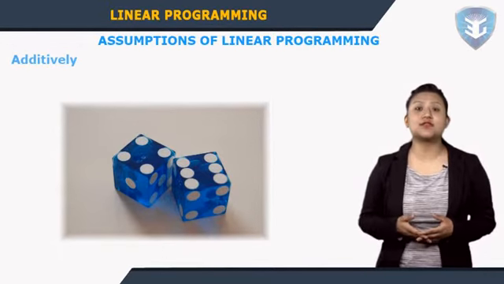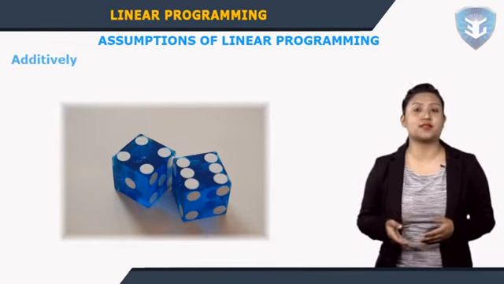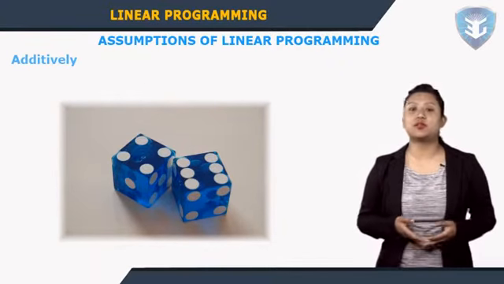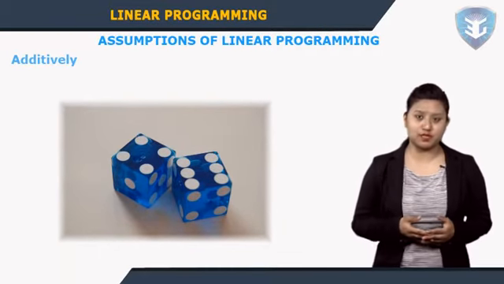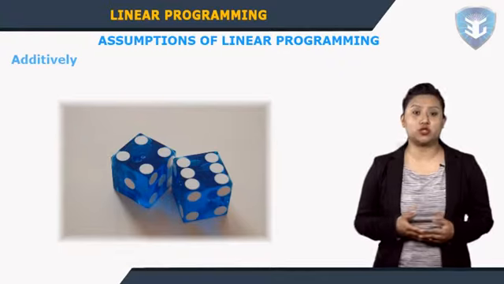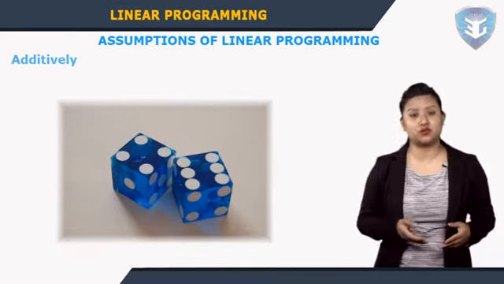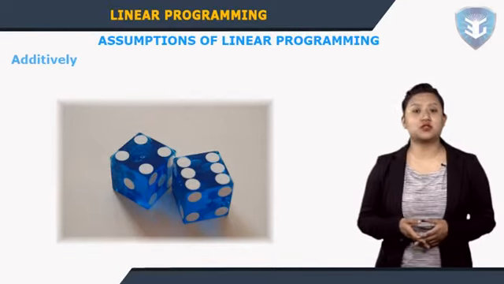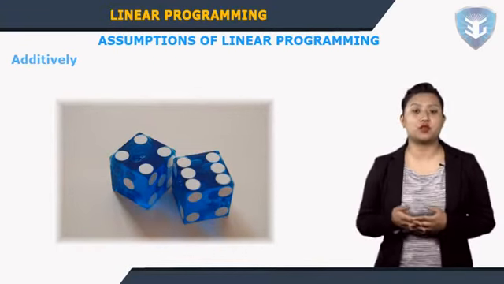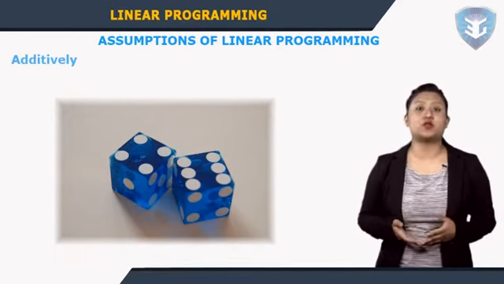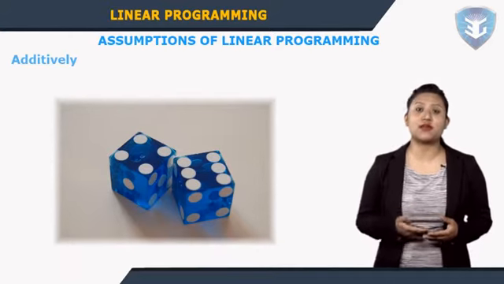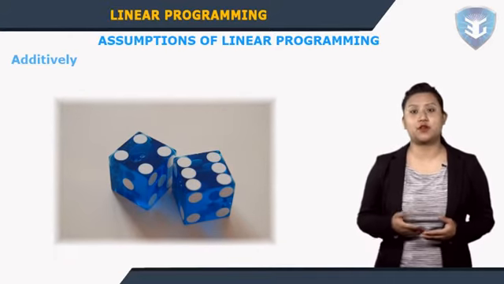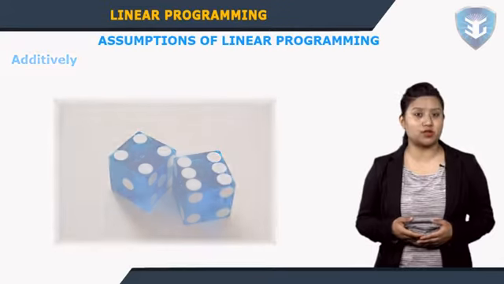Additivity. Additivity deals with the relationships among the decision variables. Simply put, the contributions to an equation must be additive. The total value of the objective function equals the sum of the contributions of each variable to the objective function. Similarly, total resource use is the sum of the resource use of each variable. This requirement rules out the possibility that interaction or multiplicative terms appear in the objective function or the constraints.